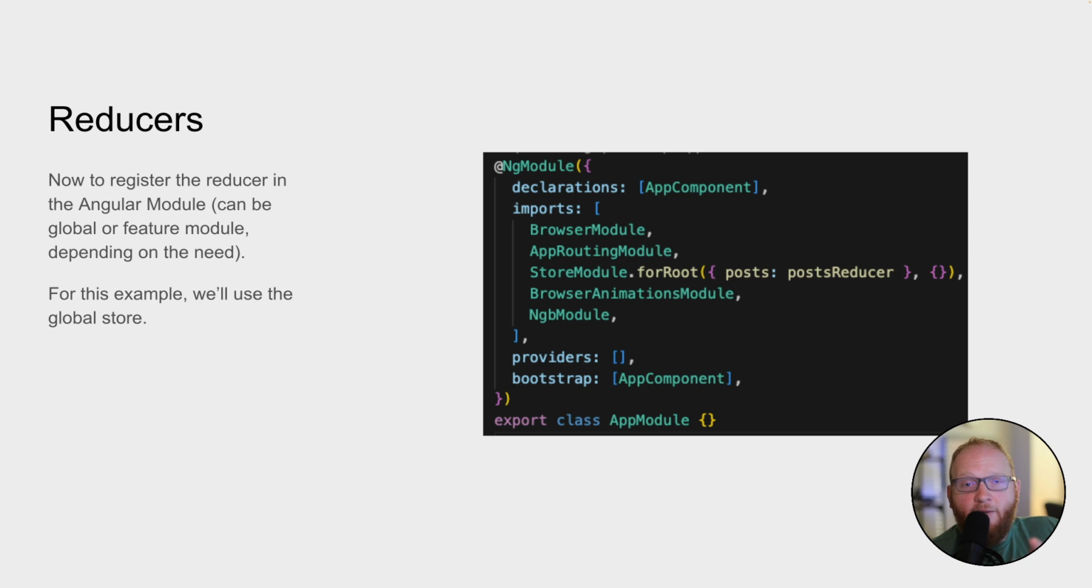Now, the second parameter in forRoot is for meta reducers, which we're not going to cover, but there's ways to, whenever you're reducing stuff, to be able to do some other actions. But we're not going to get into that in this particular time.